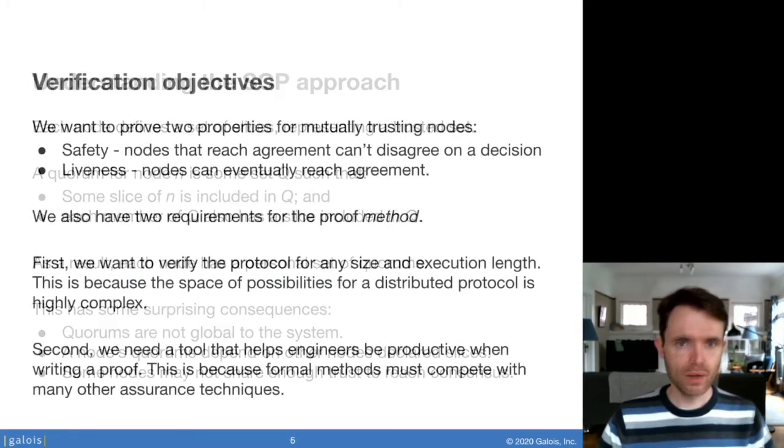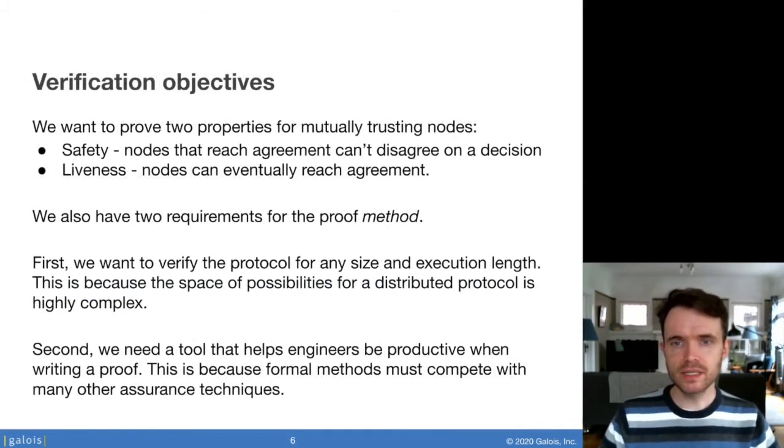The Stellar Consensus Protocol is designed to provide two properties for sets of mutually trusting nodes. These are the two properties that we want to formally prove. First, when a collection of nodes believe they've reached an agreement, a quorum, it's impossible for two nodes to disagree about the decision. This is known as a safety property. Second, under some reasonable assumptions about the network and the structure of the quorums, a set of nodes can eventually reach an agreement.